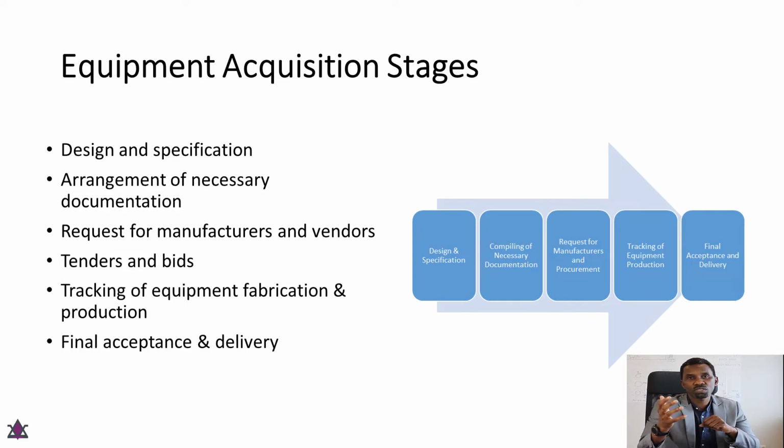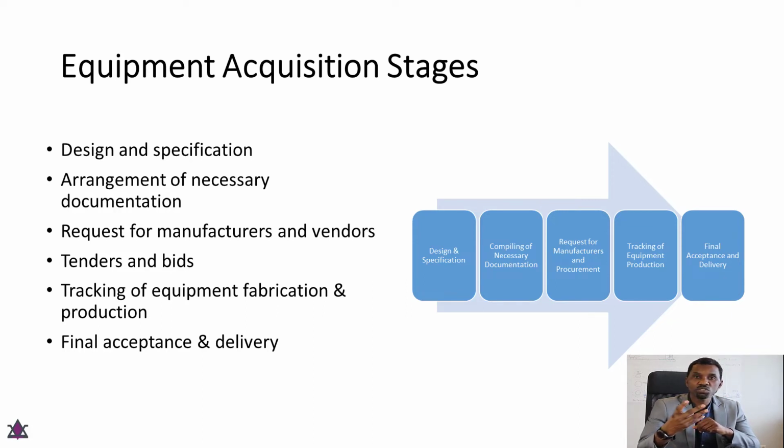There may be other ways to classify it, but I've broadened them to 5 stages for easy understanding and mental imagery. First of all, we need to design the equipment and provide specifications. Secondly, we need a lot of documentation to describe the various methods for inspecting this equipment, fabrication, construction, and other considerations. We are also going to carry out a tender and bid for different manufacturers and vendors to provide their own services. We are also going to carry out tracking of this equipment during the production stage.